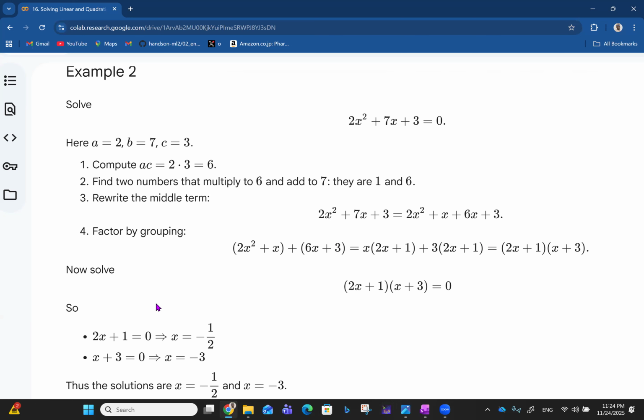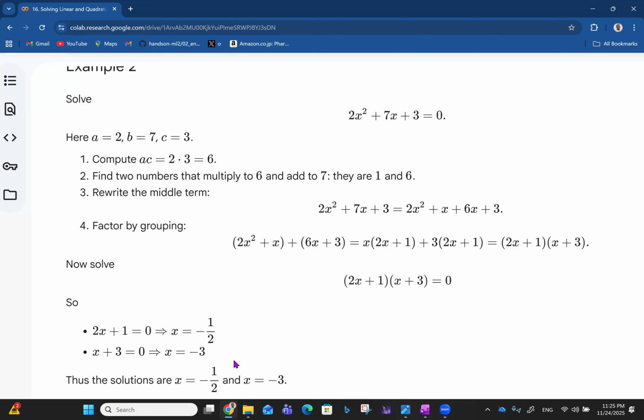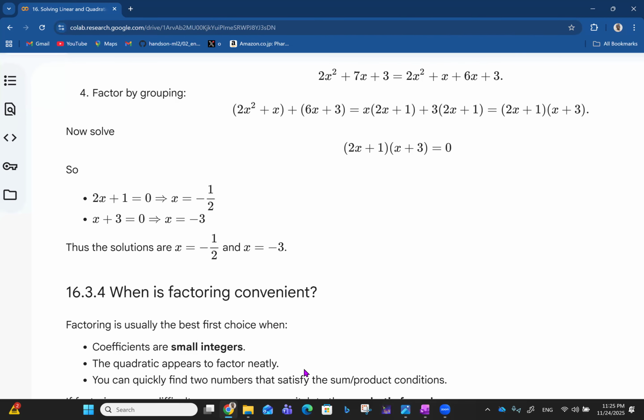Because we are solving, we now say 2x plus 1 into x plus 3 equals 0. So 2x plus 1 is 0. First of all, you transfer 1 to the other side, subtracting 1 from both sides. So you have 2x equals minus 1. Then secondly, you divide both sides by 2. So x now is minus half. And for the other factor, just subtract 3 from both sides. So you have x equals minus 3. So the solutions are x equals minus half and x equals minus 3, easily.